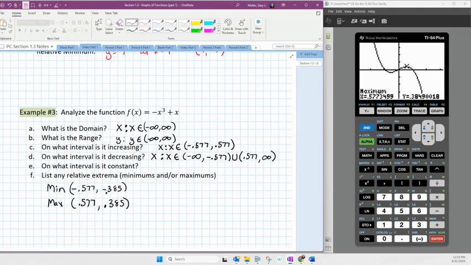And when is it constant? Never. And honestly, most of the answers are going to be never. You would not say it's constant at the high point because that's an individual point. Increasing, decreasing, constant is about intervals, not about individual points.